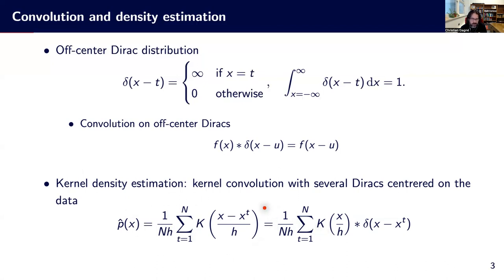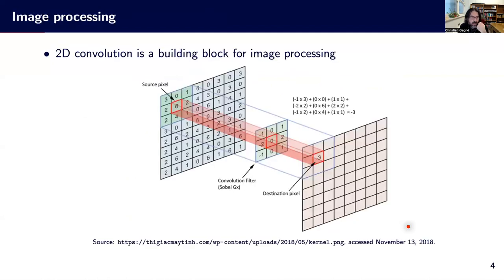This is the usual equation of kernel density estimation, which we can rewrite that way. It is similar, with the difference that we have k of x over h convolved with a Dirac function of x minus x_t. So these are the mathematical tools or formulation based on convolution.